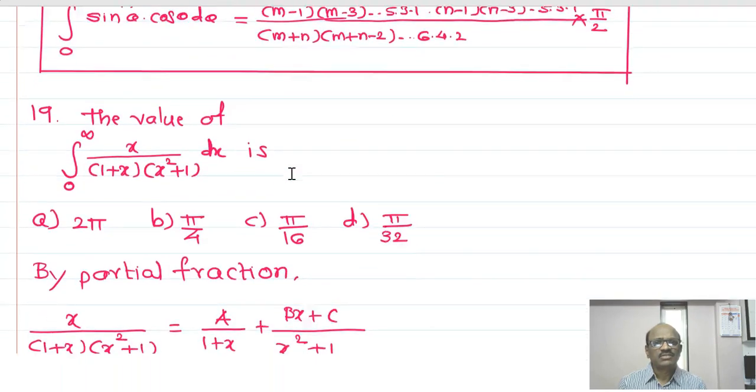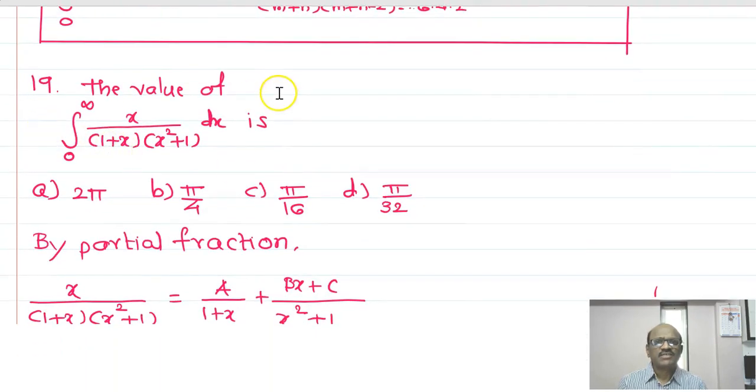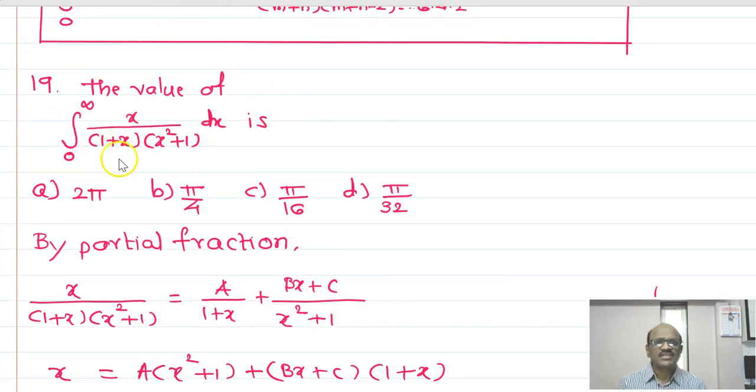And hence the answer is pi by 32. Now next question: the value of the integral from 0 to infinity of x upon (1 plus x)(x squared plus 1) dx is.